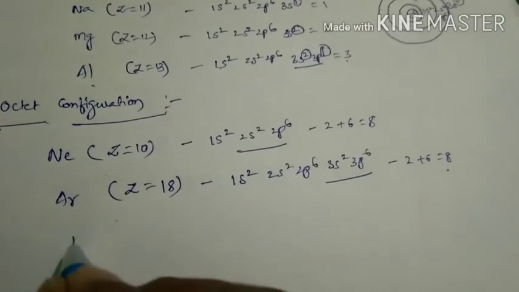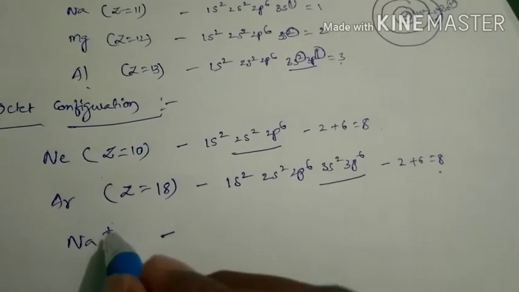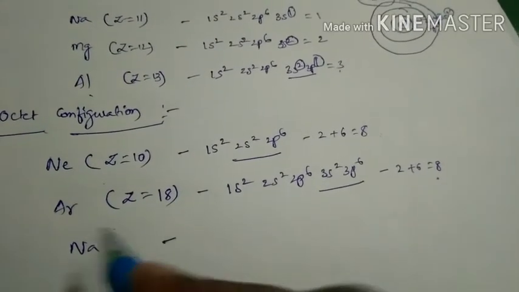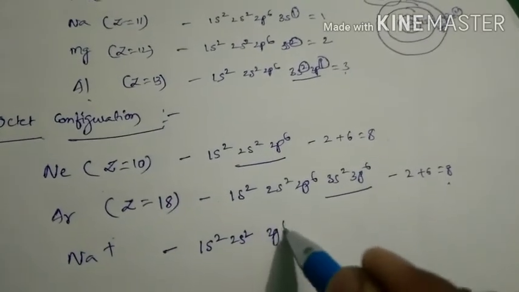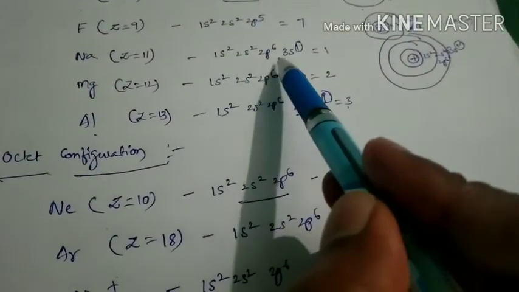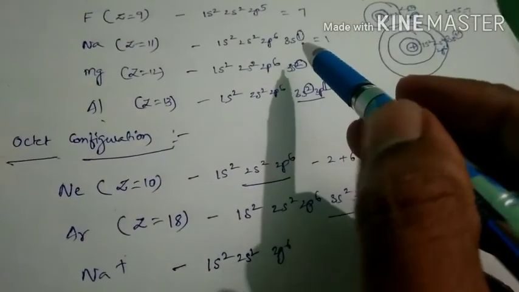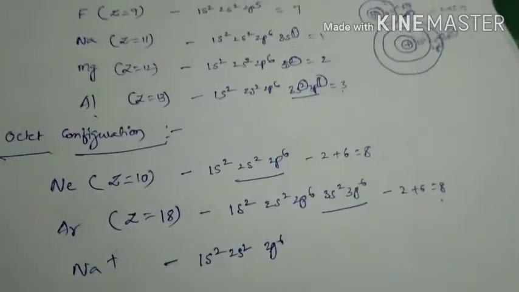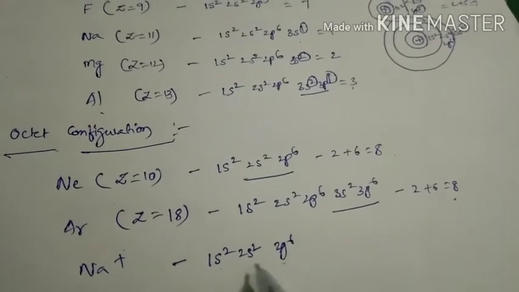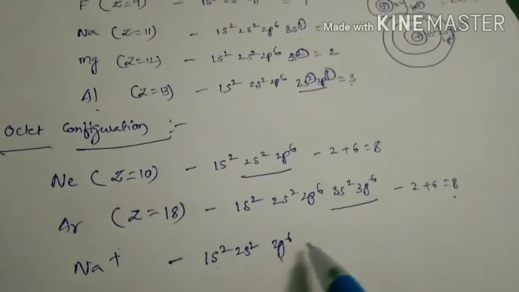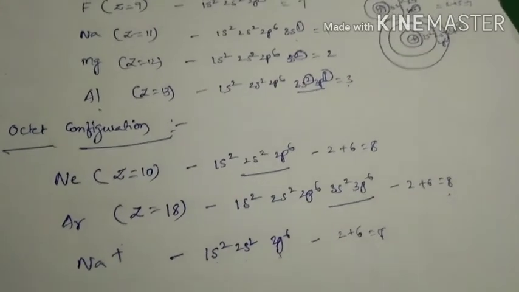For example, take Na+. Na+ means Na loses 1 electron. I told you already, plus indicates loses, minus indicates gains. Actually Na is 1s2, 2s2, 2p6, 3s1. But for Na+, it loses 1 electron, and that electron should be removed from the outermost orbit. So the configuration is 1s2, 2s2, 2p6. Now this 2s2, 2p6 has 8 electrons. That means this is octet configuration, nothing but stable configuration.